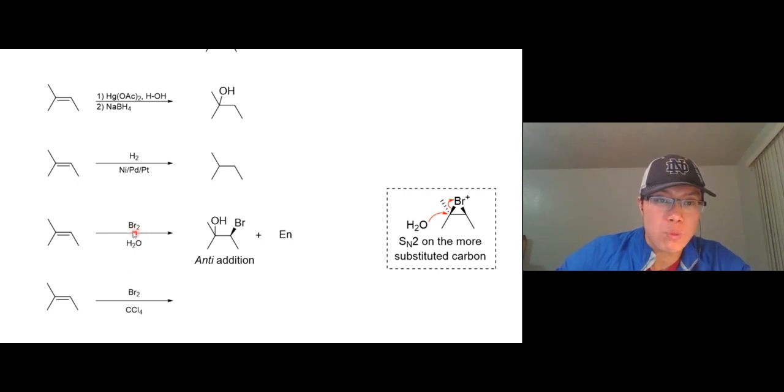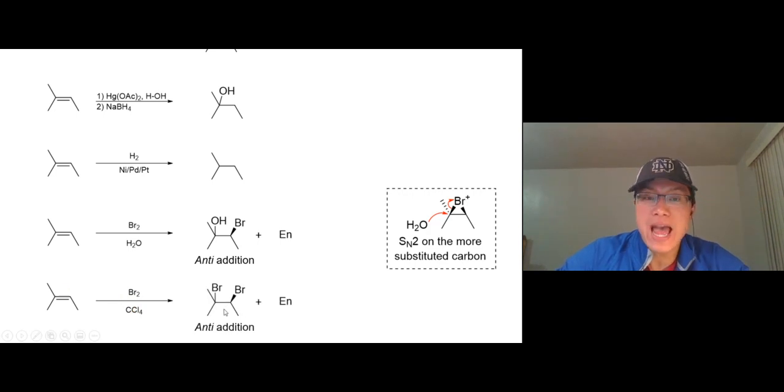So watch out for the nucleophilic solvent. Next one, carbon tetrachloride, so a non-nucleophilic solvent. So bromine just adds on to it, and then another bromine attacks. So you get anti-addition there. All right. I don't put a squiggly line on here because this is not a chiral center.